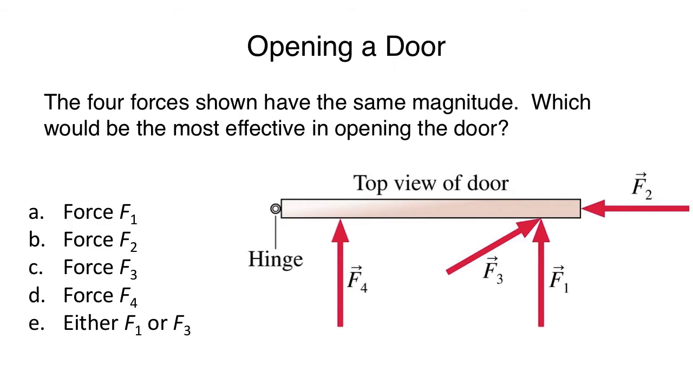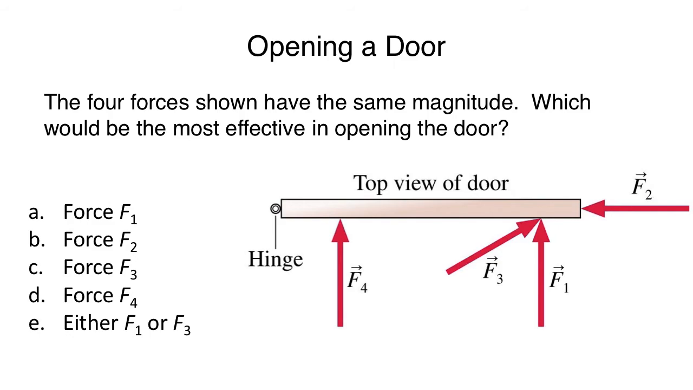But we have an intuition for this now, that for some reason, we would say that if I had a constant force, I would go as far from the hinge as possible, and I would push straight in the perpendicular direction to the surface of that door. Now, why isn't F3 as good? Now that you know something about physics, do you know why F3 doesn't do quite as well?